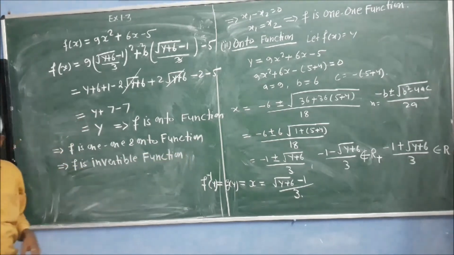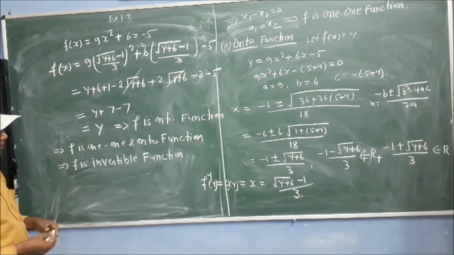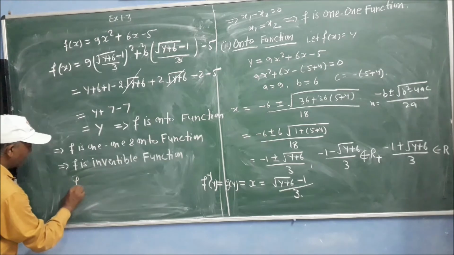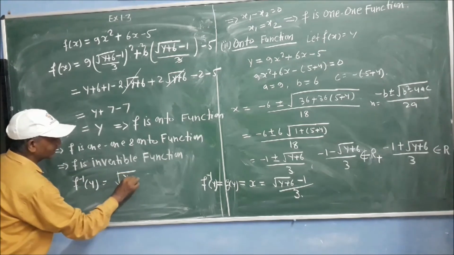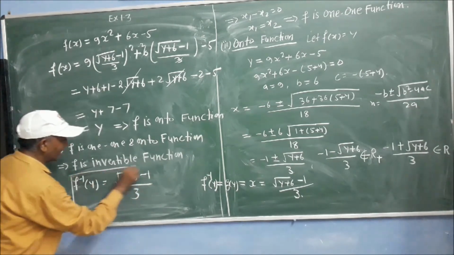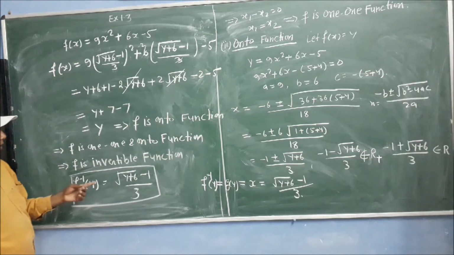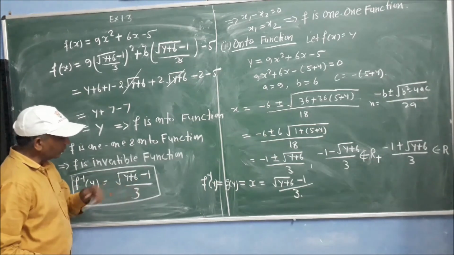And if f is one-one and onto, an invertible function, so we can say that f is invertible and f inverse of y is equal to what? This will be your (under root (y plus 6) minus 1) upon 3. So the inverse of f is (under root (y plus 6) minus 1) upon 3.